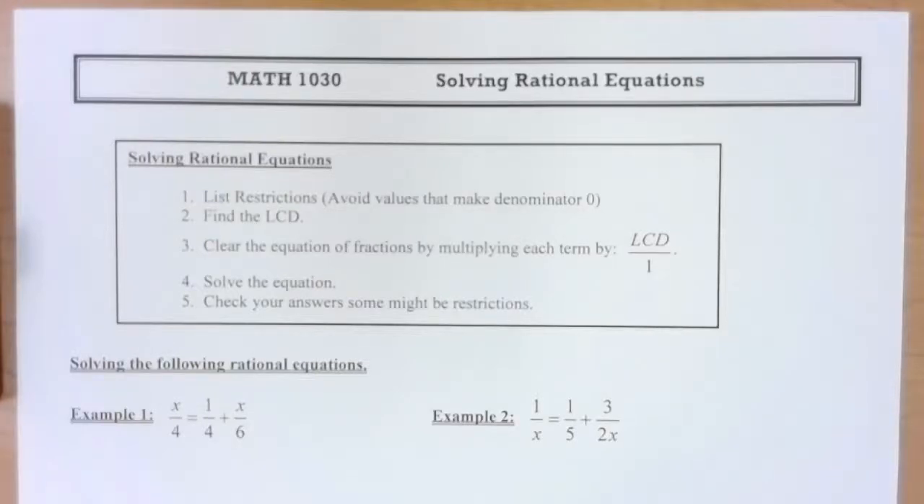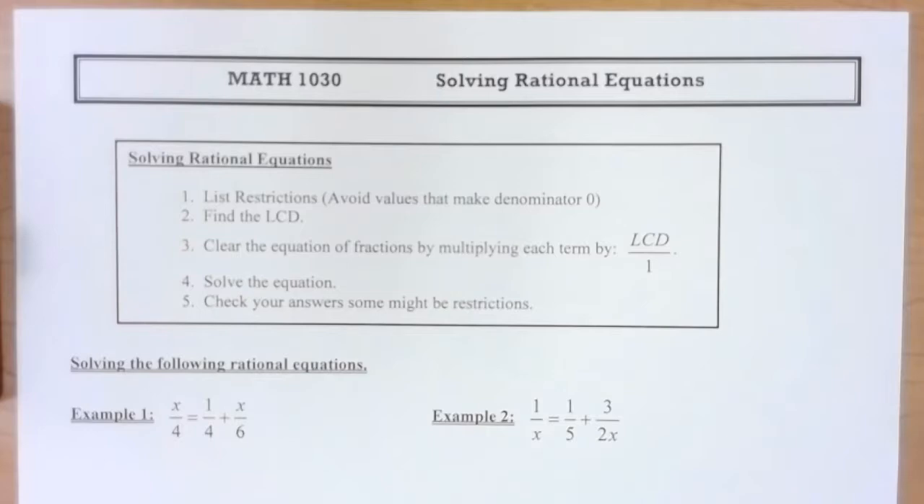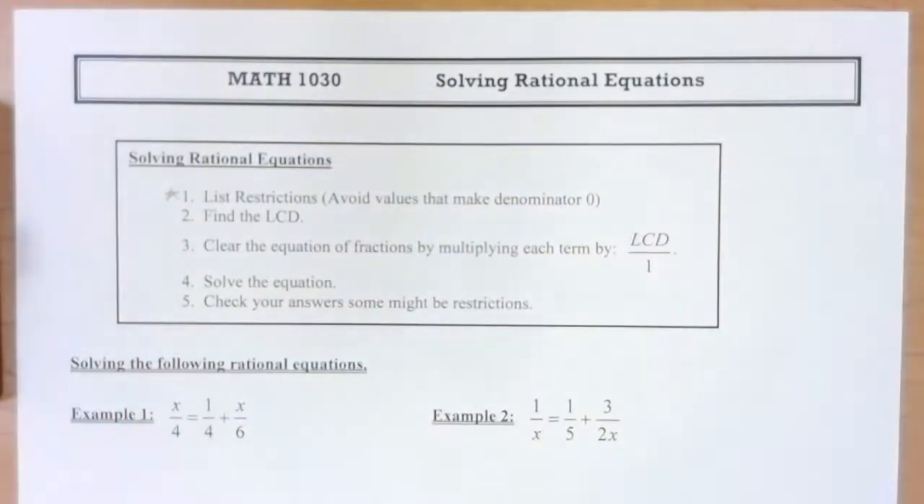Solving rational equations. List restrictions. Avoid values that make the denominator 0. You can do it now, or make sure you check your answers afterwards and you'll be able to find those. But that one is important because we can't allow those to be part of our answer.